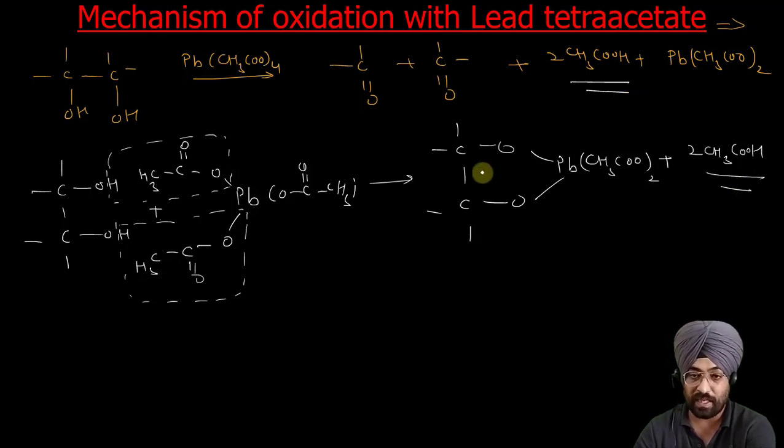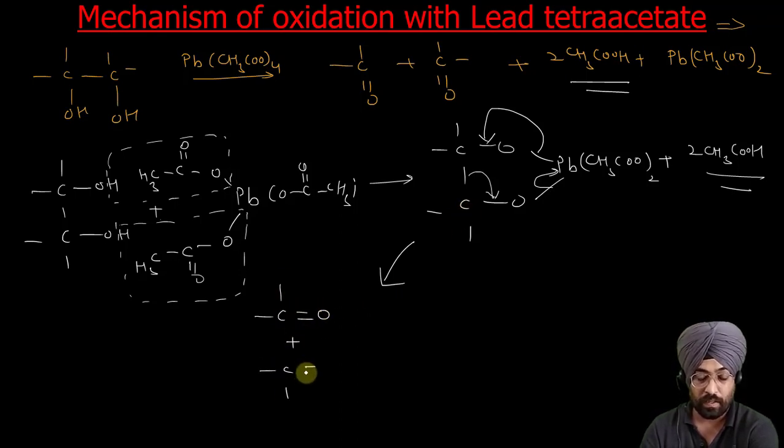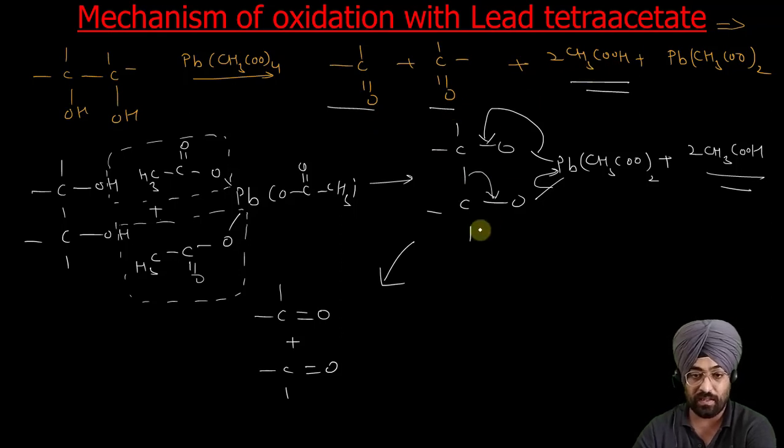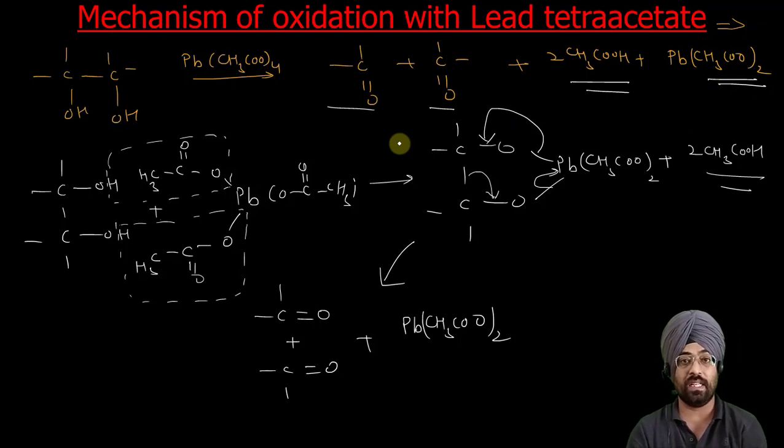The next step is similar. We have to break this bond. Always start from here. So this goes here, and this bond has been broken. So what you get is C double bond O plus C double bond O. Now you can see we have broken this carbon-carbon bond. So those are the products, plus lead diacetate. That is the second byproduct. So that is the mechanism of this reaction.